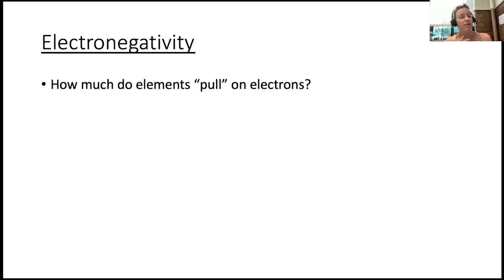Okay, folks, so now that we've discussed atomic radius, it should be an easier jump to understanding this probably brand new term, electronegativity. Electronegativity is how much an element pulls on its electrons. You can think of this similarly to a magnet. How much is that nucleus pulling on its electrons?